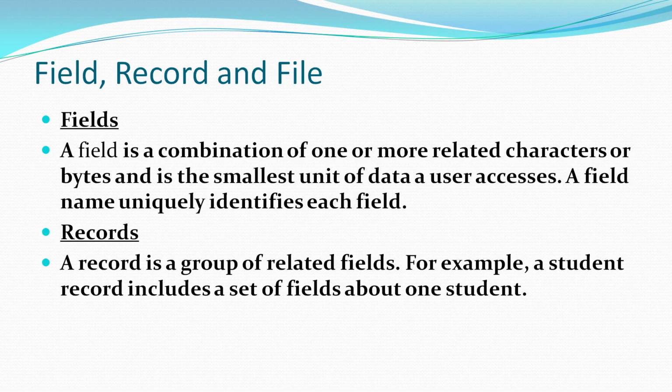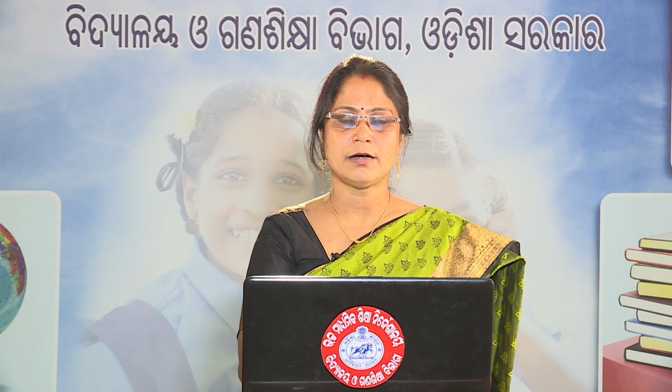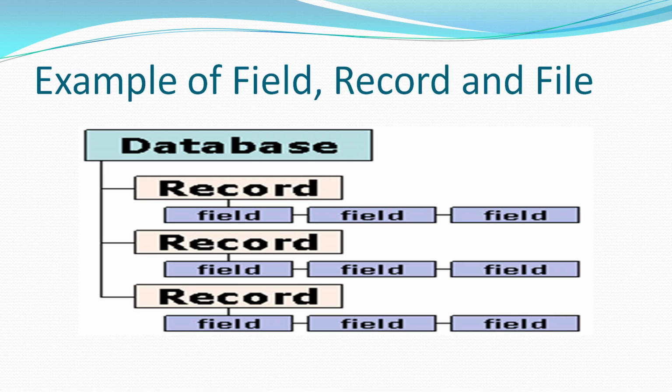Next is the concept of data security and privacy, which we have already discussed, and the advantages and disadvantages, which we have also already discussed. Next, the concept of field, file and record. These are the basic building blocks of a database. We have already discussed that a field is nothing but a column of data. A column or a field is a combination of one or more related characters or bytes and is the smallest unit of data that a user accesses, while a record is a collection of fields and a file is a collection of records.